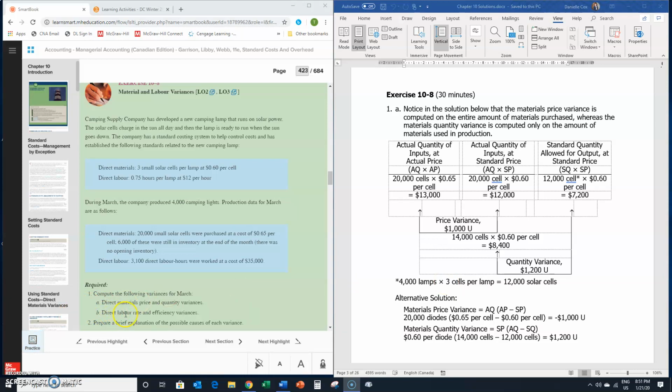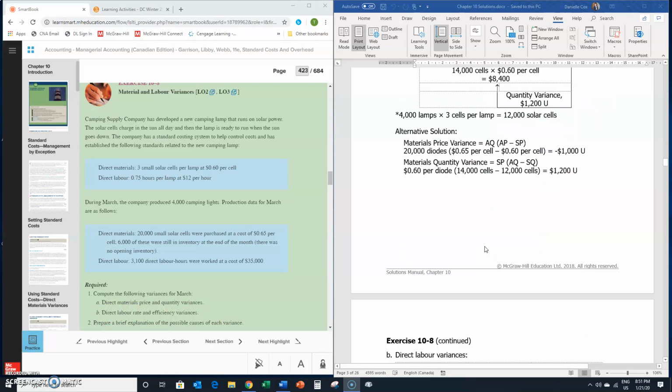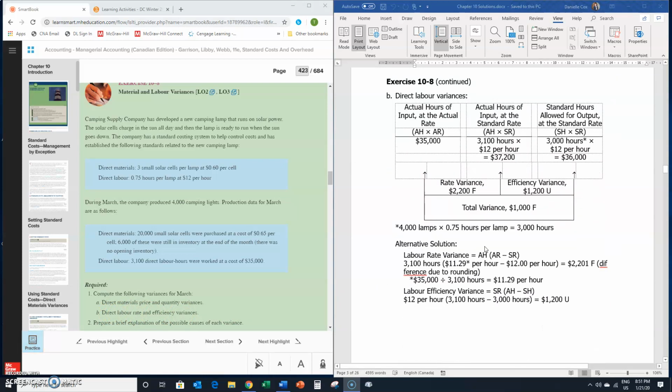Yes, there's a part B. We need to do the direct labor rate and efficiency variances. So down here, actual hours times actual rate. Now, we're given the actual hours. We're not given the hourly rate, but we are given the total. So again, you could have been given the rate and you have to multiply it to get the total. We can still get the total if we need to. It's just 35,000 divided by 3,100 hours, but we don't really need to do that for this part because we're given the total number anyway.